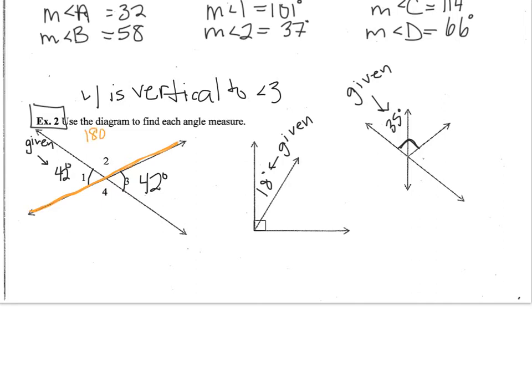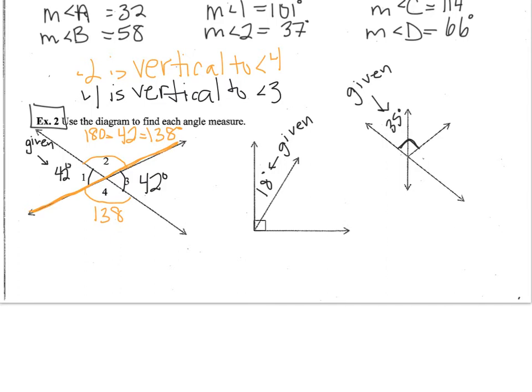So I'm going to take 180 minus the 42 and get 138. All right, what do I know about angle 2 in relationship to angle 4? Angle 2 is vertical to angle 4, which is handy because now I know that angle 4 is 138 degrees.